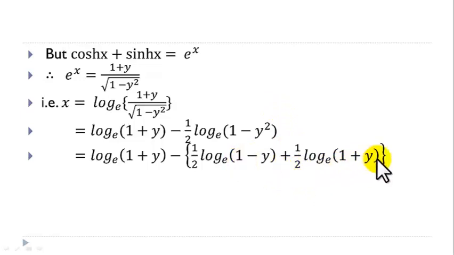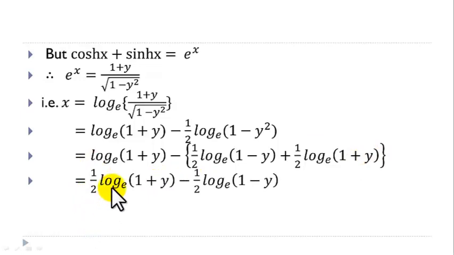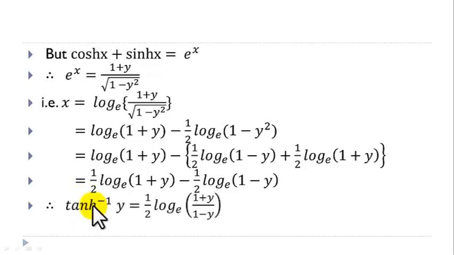When we open this bracket, natural log of 1 plus y minus half natural log of 1 plus y will give us half times natural log of 1 plus y, then minus half natural log of 1 minus y. Half is common. When it is factored out, this will give us arctanh y, which is equal to x, equal to half times natural log of 1 plus y all over 1 minus y.